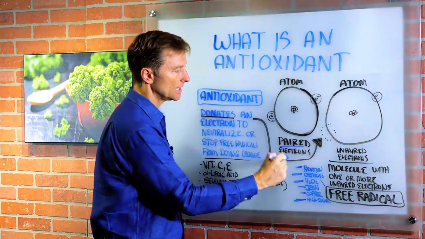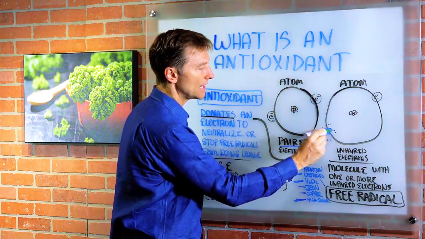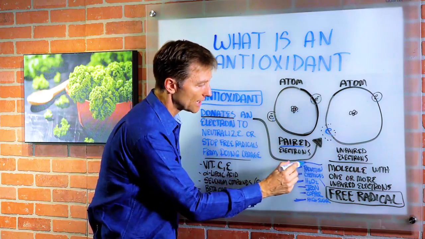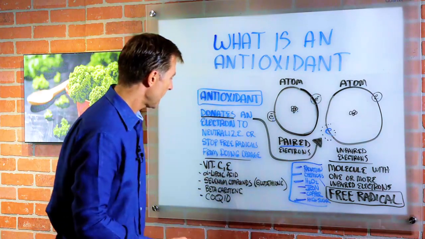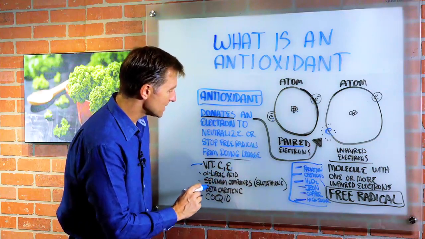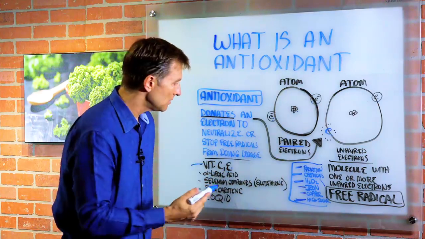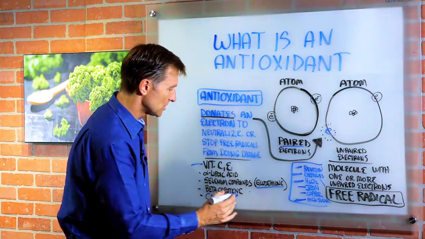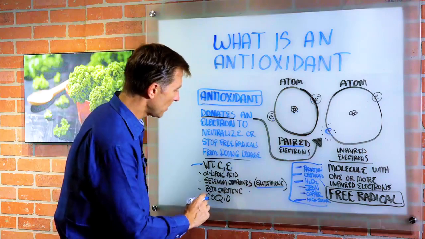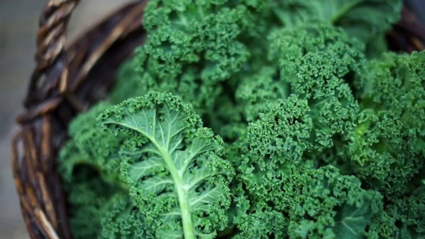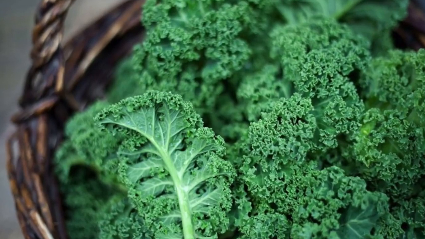Now, antioxidants basically donate an electron to neutralize or stop the free radicals. So they donate an electron to balance it out, okay? Thereby neutralizing the damaging effects of these guys right here. So that would be vitamin C, vitamin E, alpha lipoic acid, selenium compounds, which work with glutathione, beta carotene, which is a part of the vitamin A complex, coenzyme Q10. So you would get these in superfoods, leafy greens, cruciferous vegetables, a lot of healthy foods.